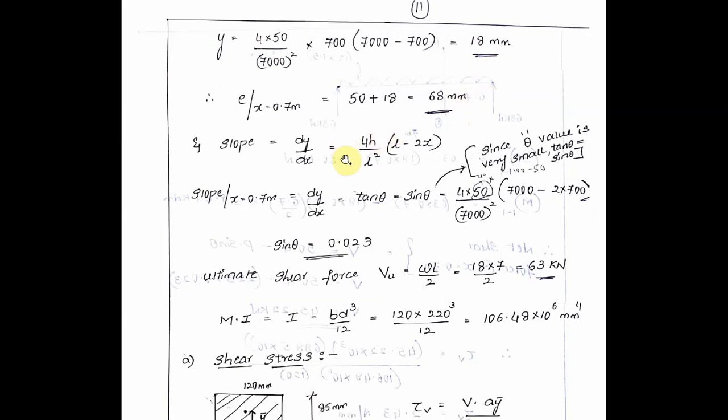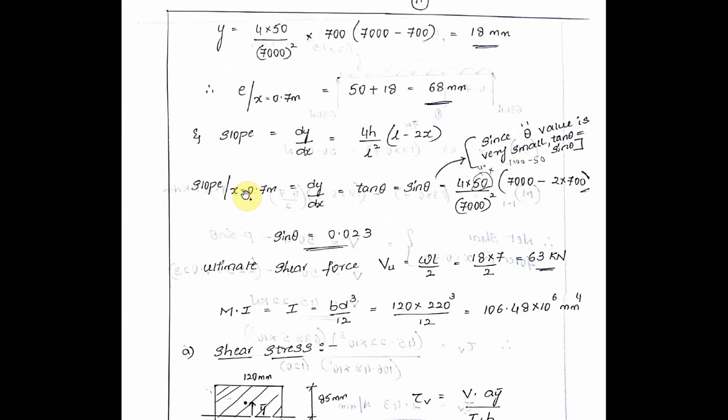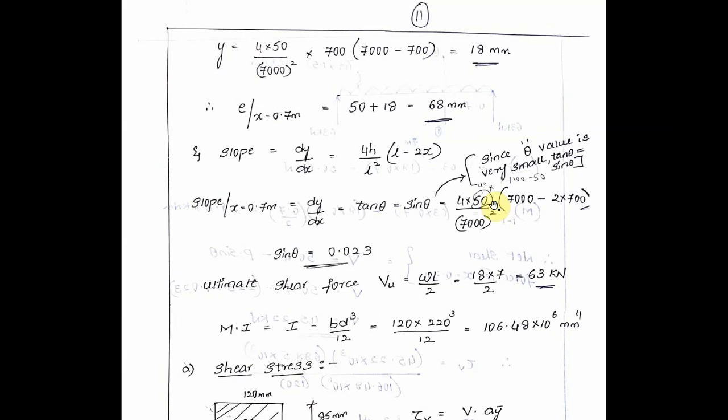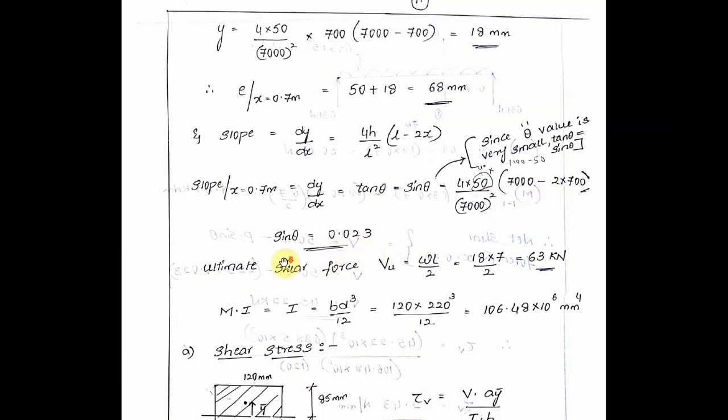And slope dy by dx is equal to 4h upon L square into (L minus 2x), at x equal to 0.7 meters. Therefore, dy by dx is equal to tan theta, which is equal to sin theta, since theta's value is very small. So 4 into (100 minus 50) divided by 7000 square into (7000 minus 2 into 700), sin theta is equal to 0.023.